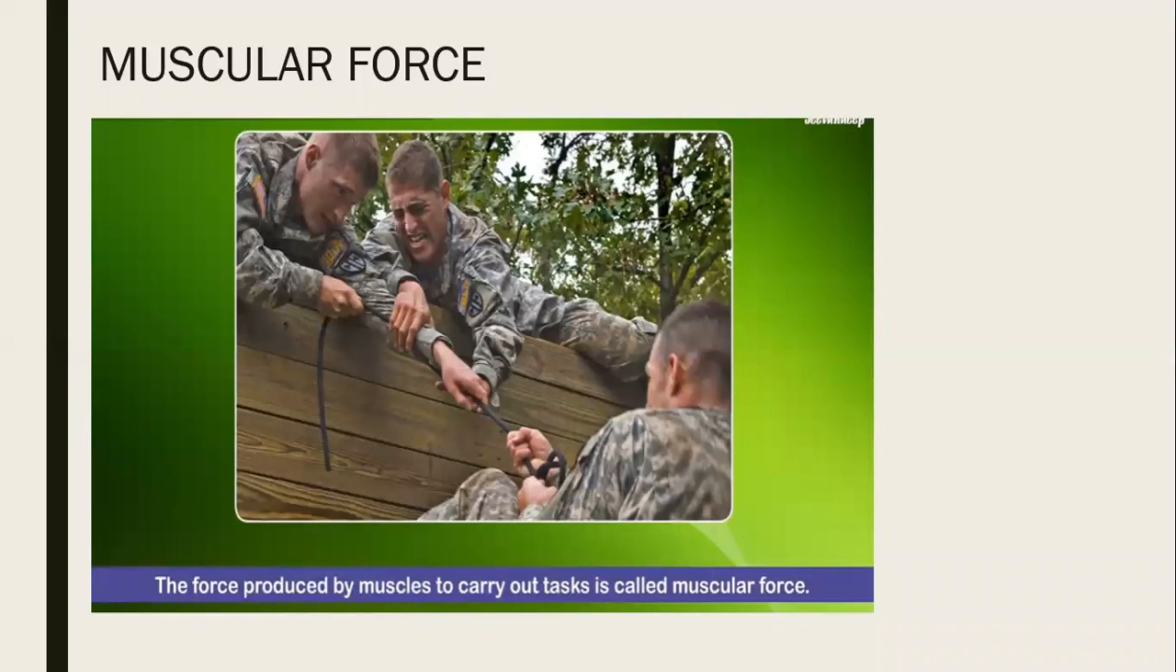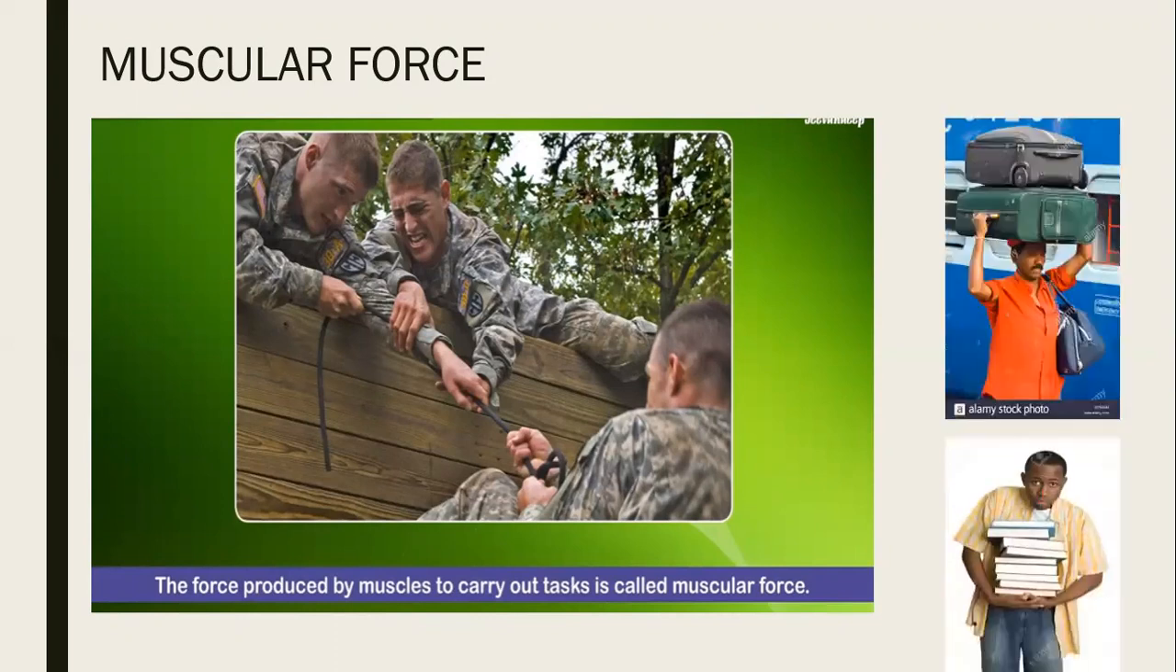Muscular force. The force produced by muscles to carry out tasks is called muscular force. We use muscular force to do various activities. A porter carries a luggage using muscular force.